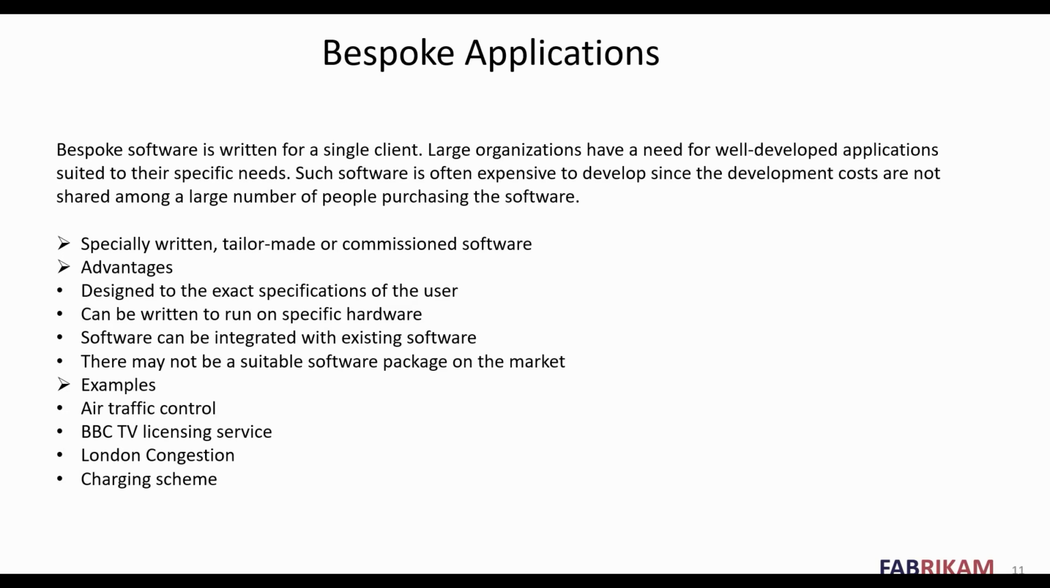It is specially written, tailor-made, or commissioned software, and the advantages of bespoke application are that it is designed to the exact specification of the user. It can be written to run on specific hardware. The software can be integrated with existing software, and there may not be a suitable software package on the market. For example, the types of bespoke applications are air traffic control, the London congestion charging scheme, and BBC TV licensing services.